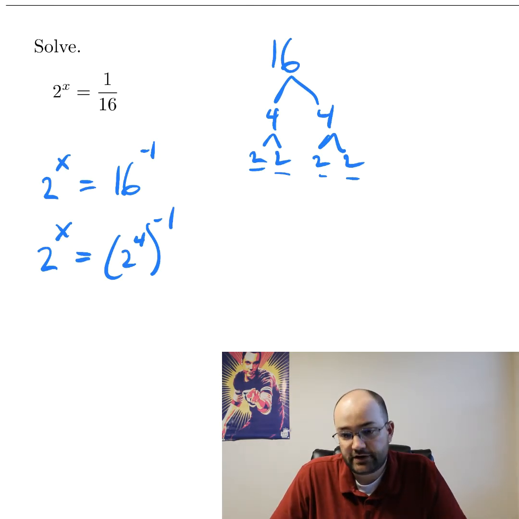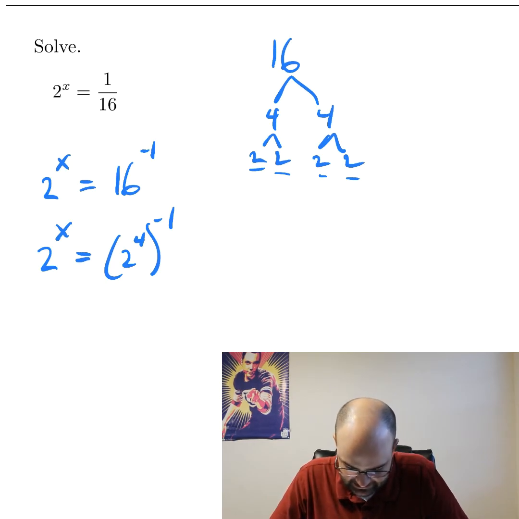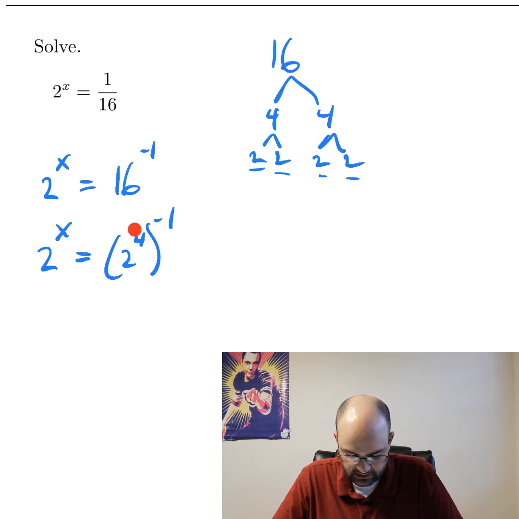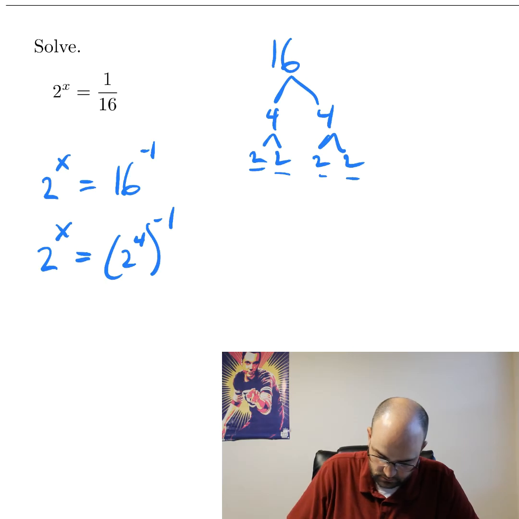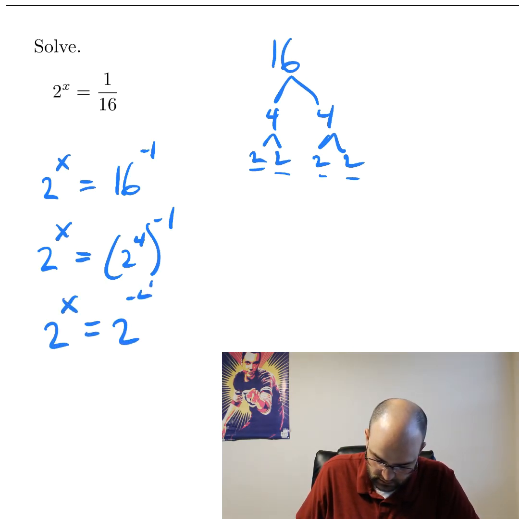Now, we have to be very careful about this. The reason I say that is because this to the negative 1 is true, but then we have to multiply the 4 by negative 1. That's actually going to give me 2 to the x is equal to 2 to the negative 4.